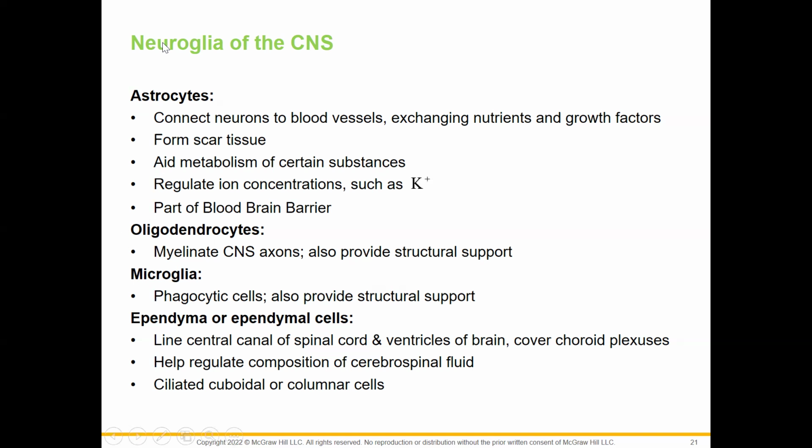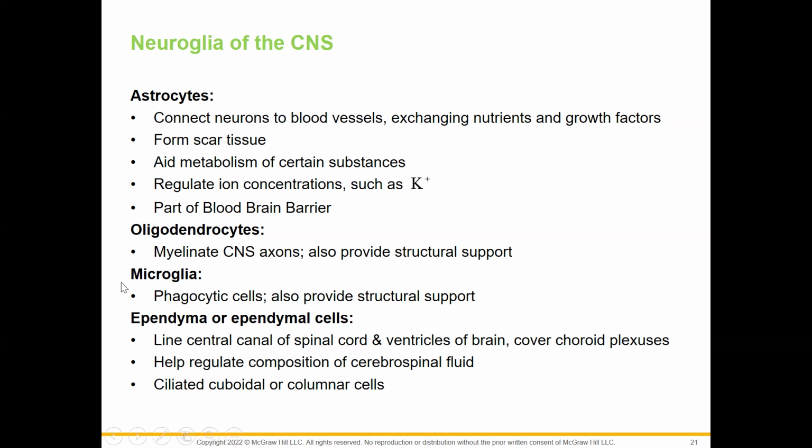Oligodendrocytes. Remember, we are talking about the neuroglia of the central nervous system. Oligodendrocytes are the cells that will myelinate the axons in the central nervous system. That is a different named cell in the peripheral nervous system. But in the central nervous system, it is oligodendrocytes. They also provide structural support for the central nervous system, allowing the nerves to stay where they are, helping them stay supported.